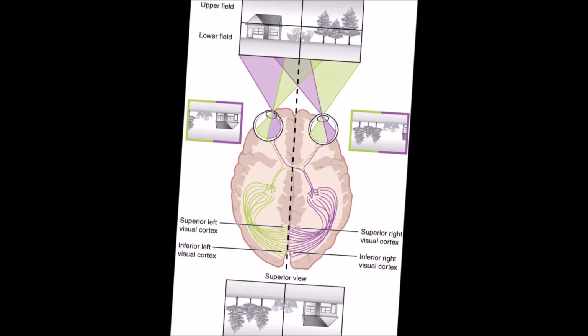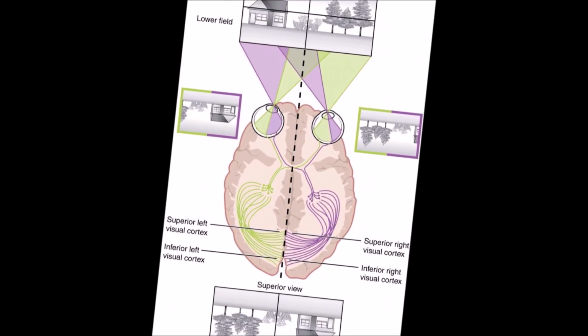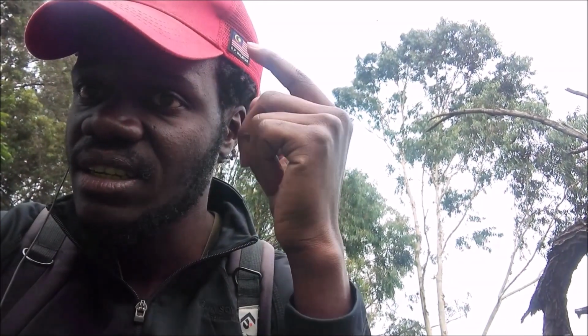Okay, these two eyes do not take information directly to the brain. They switch somewhere in between here, and this eye's information is taken to this side of the brain, and this one to this side of the brain.